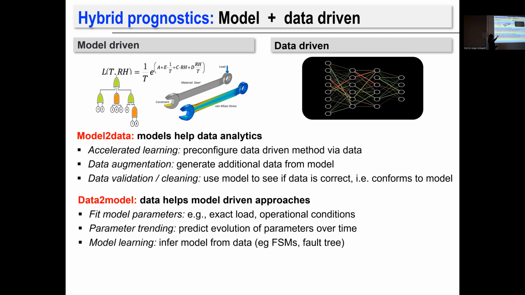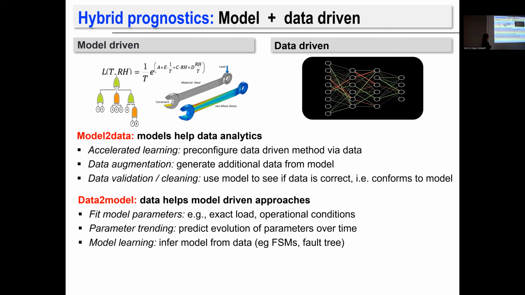Then there's data to model, where data helps model-driven approaches. Of course, very classic is to fit model parameters. Can you figure out the exact load, the exact operational conditions? A dynamic variant of model parameter fitting is parameter trending. So can you not only figure out the current values of your parameters, but can you also predict the future values of the input parameters to your models? And then you can use those parameter trends to predict the future behavior of your system.